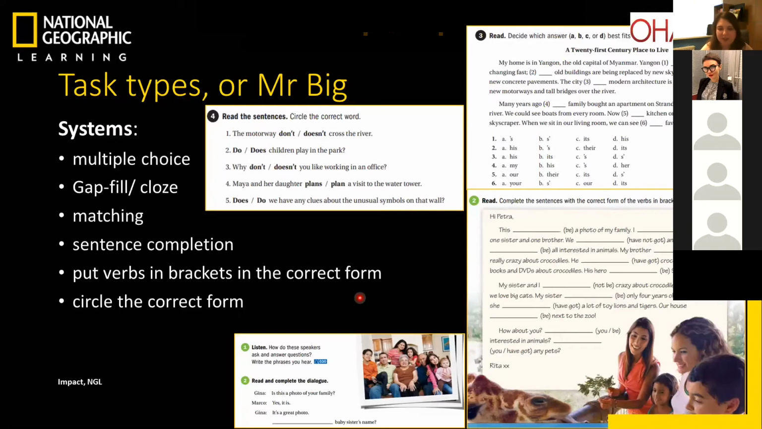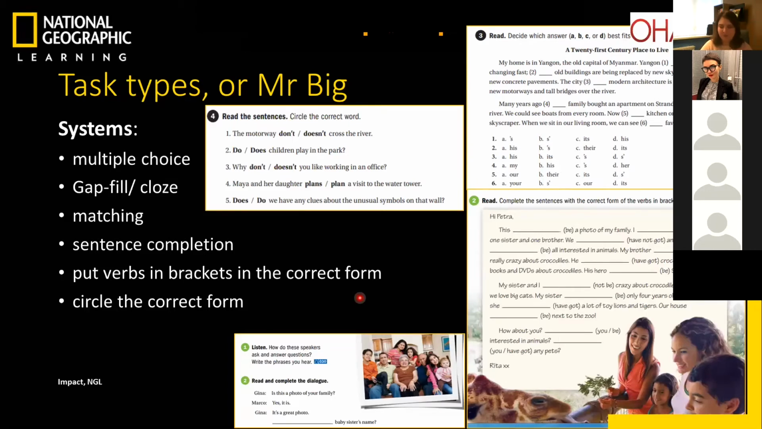Yeah, and looking at the task types as such, we can have one more big direction, which is systems task types, and you could see the examples. And apart from these ones, we may have gap fill tasks or cloze tasks, matching, and so on. Okay, so this is our Mr. Big.